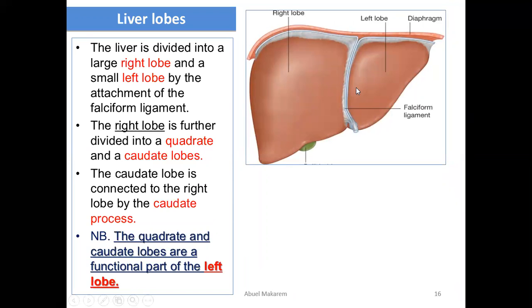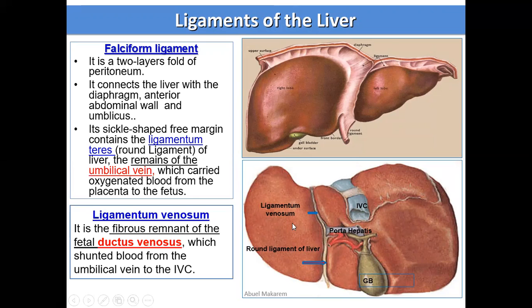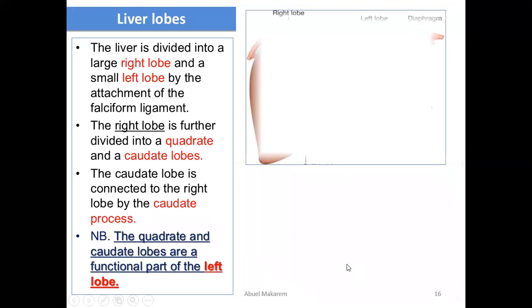So here you can see this is the falciform ligament. Now coming to the lobes, the liver is divided into a larger lobe called the right lobe and a smaller lobe called the left lobe by the attachment of the falciform ligament in between. The right lobe is further divided into the caudate and quadrate lobes, as you saw before. This is the caudate lobe and this is the quadrate lobe. This is present within the right lobe of the liver.